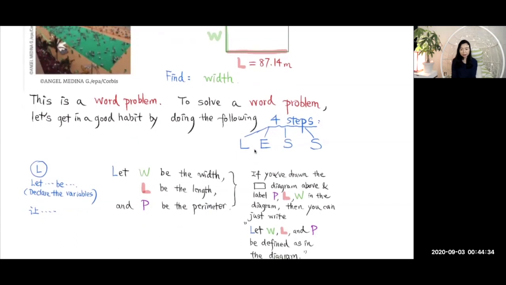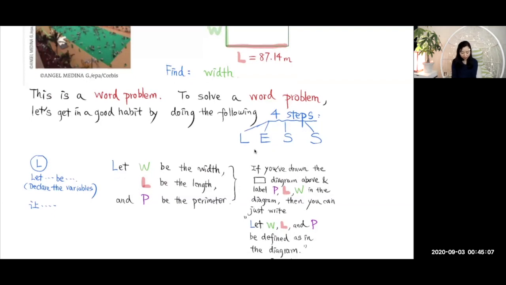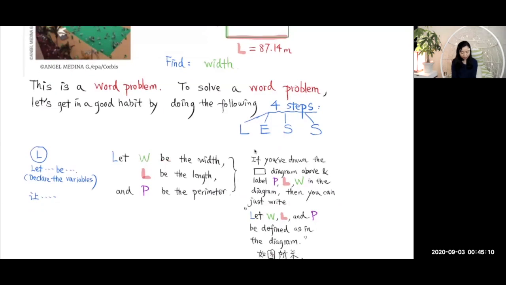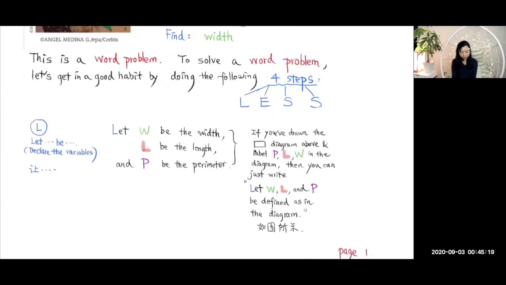You declare those variables before you can use them. Just like when you have a new baby, you always give a name, right? So you call that baby by name. So declare the variable first. Same with computer coding, you also need to declare the variable in order to use it in the program. So let W be this, L be this, and P be this. Now it looks like a lot to write up, right?